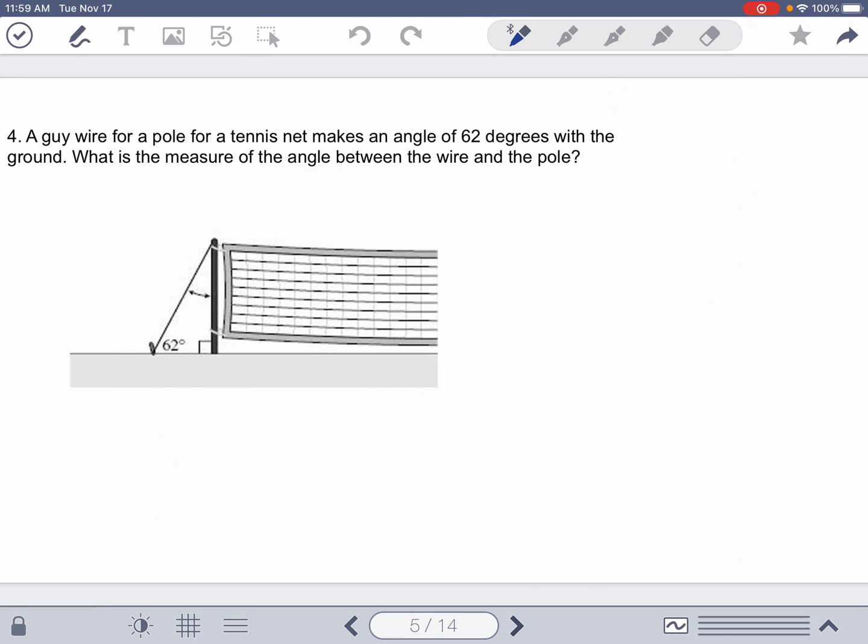Number 5, a guy wire for a pole for a tennis net. Okay, a guy wire is this right here in pink. That's like the tension wire that helps the pole stand up straight. Now, I want the measure of the angle between the wire and the pole. So that's this angle right here. I want to remember that that square means a right angle, and a right angle is 90 degrees. The other angle that I'm given is 62.